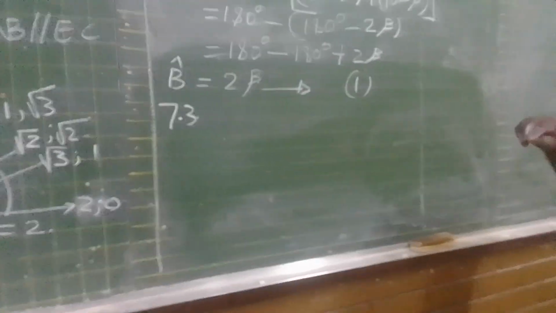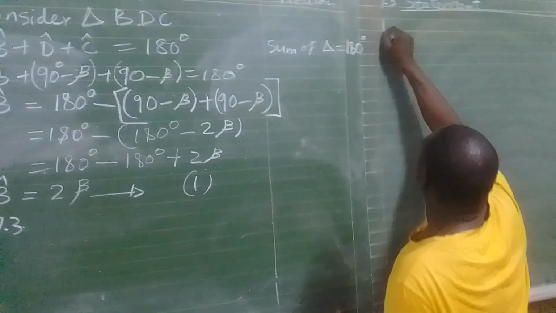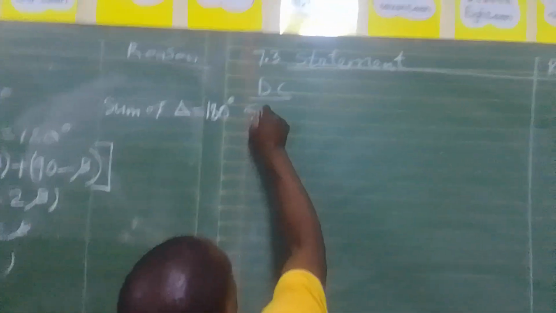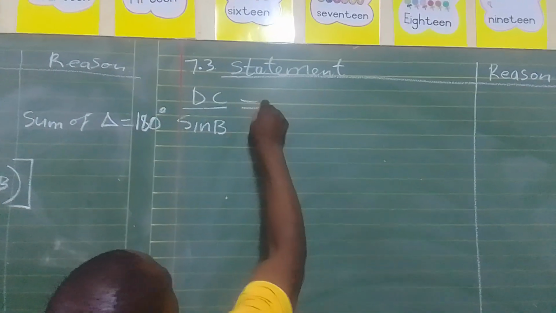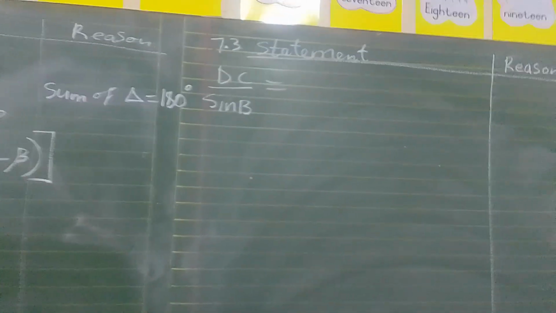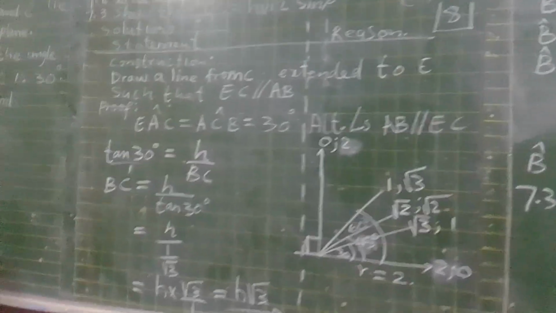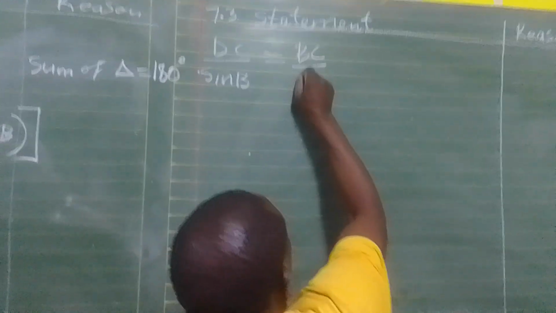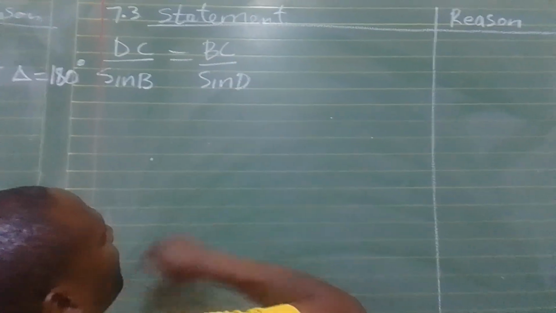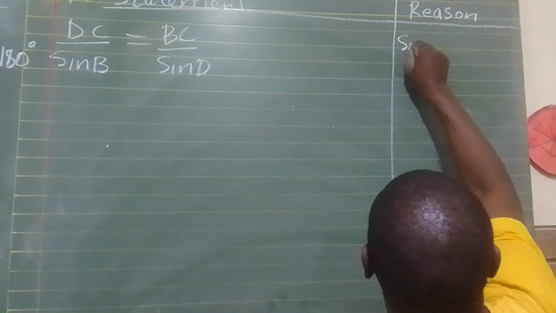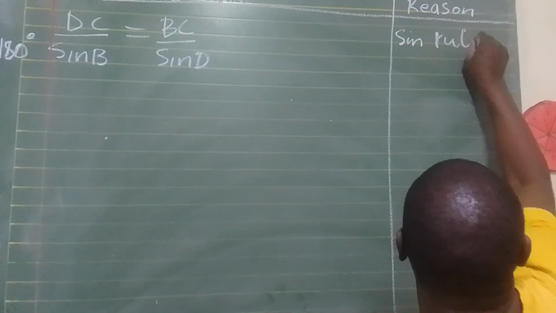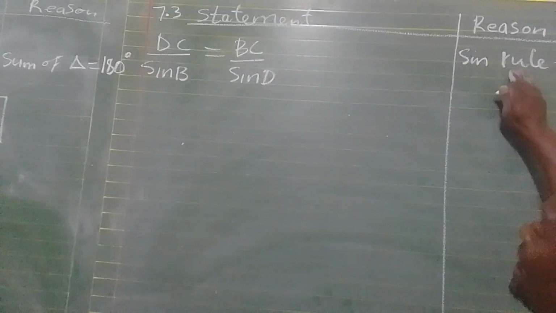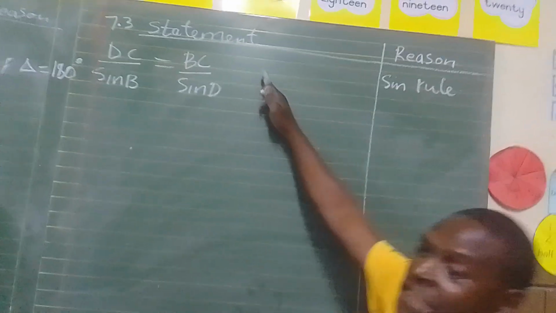We are going to say DC over sine B is equal to, what side do we need again? This one, BC over sine D. The reason for that is the sine rule. If you write this without giving them the reason, then that mark falls apart.